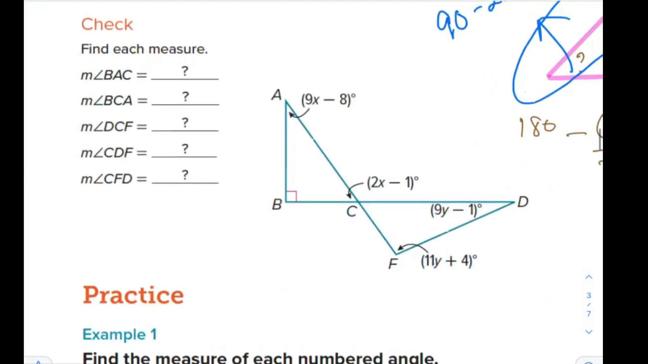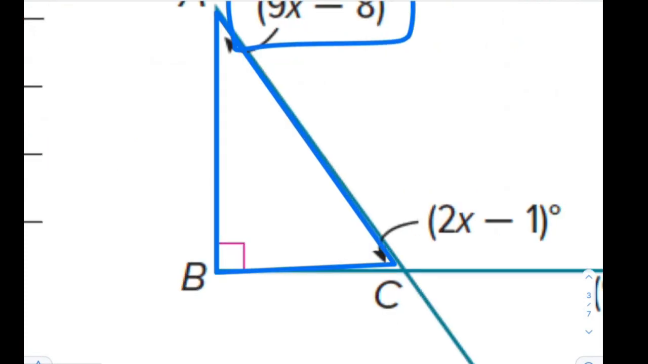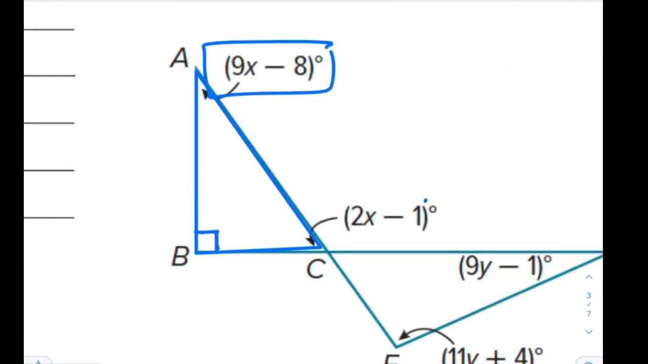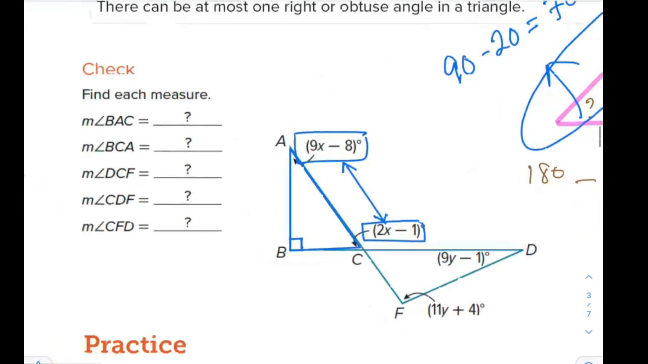Let's try to solve this checking question. Find each measure. Measure of angle BAC. BAC is this one. If you are asked to find any measure, try to find a triangle including these angles. This is the first triangle, and this is a right triangle as you see. Since this is right, then this and that angle are complementary. Their sum is 90.